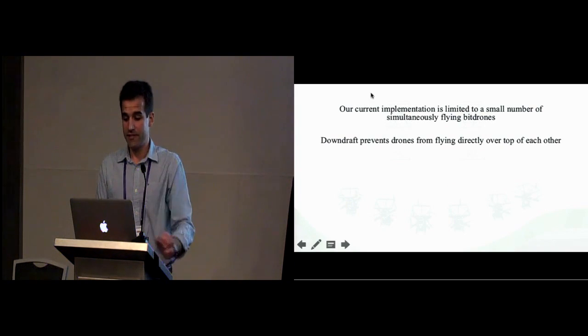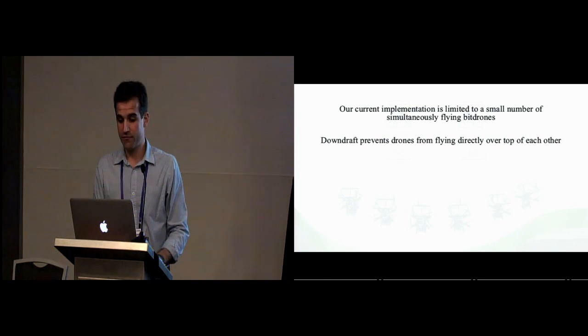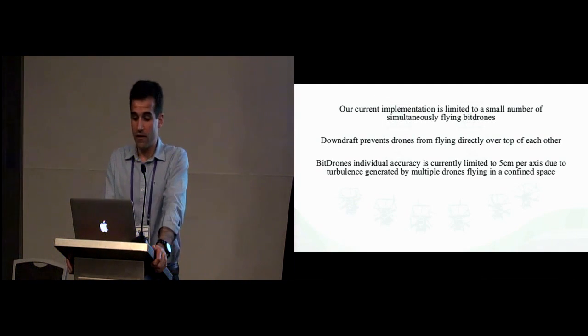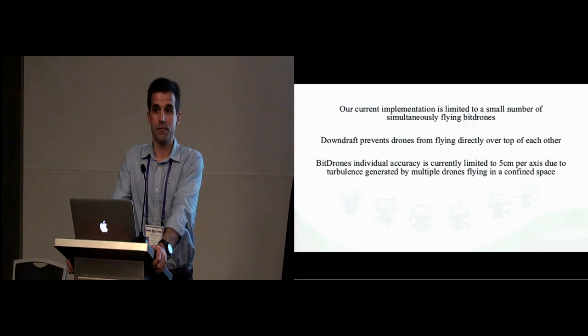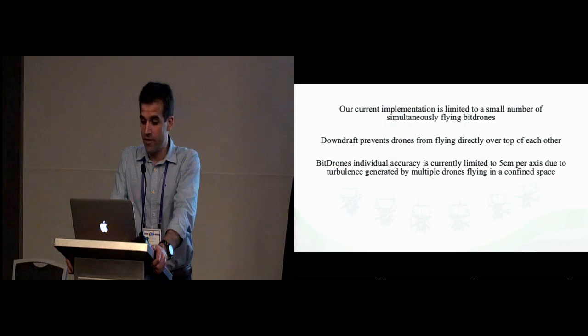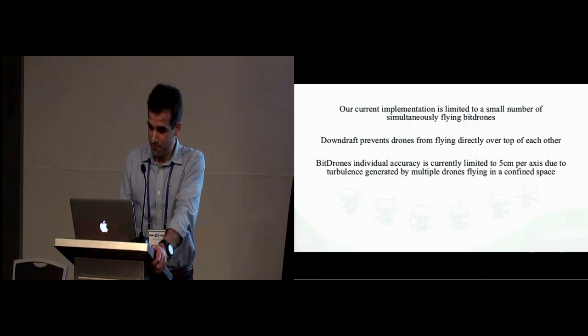One limiting factor is downdraft, which restricts the ability of drones to fly directly on top of one another. Currently, BitDrones are only sufficiently stable to hover within 10 centimeters from one another, due to turbulence generated by drones flying in close proximity.